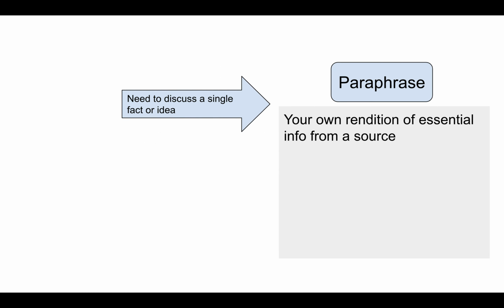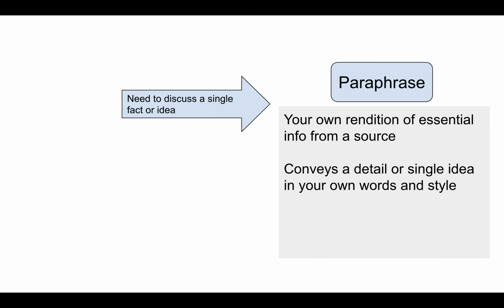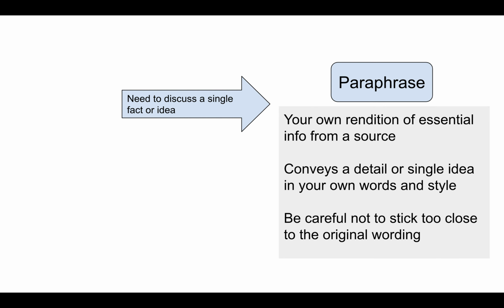The textbook chapter does have some important information about paraphrasing, but you use paraphrasing when you need to discuss a single fact, a single idea, a single supporting point in the original source. It's your own rendition of a single piece of essential information from a source. It's really important that a paraphrase is in your own words and also in your own style. You want to be really careful not to stick too close to the original wording, because unsuccessful paraphrasing is actually a type of plagiarism, and we'll talk about that next.